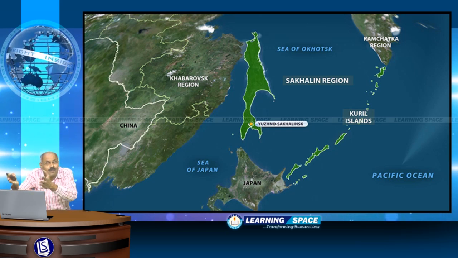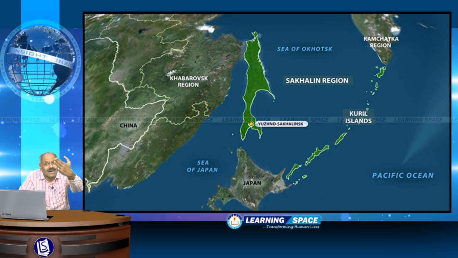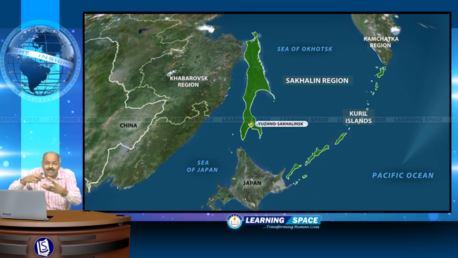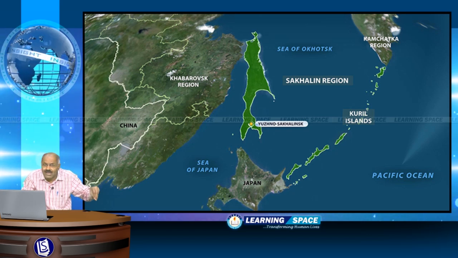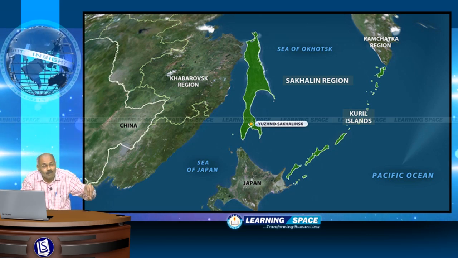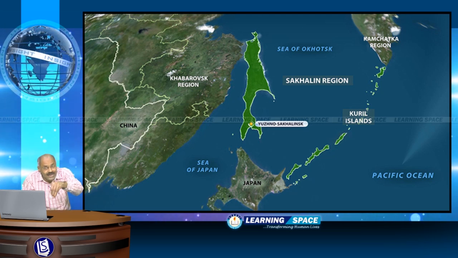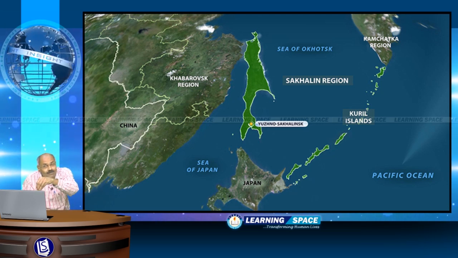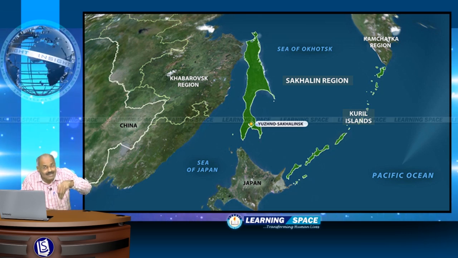This is abutting Pacific Ocean. One side it is the Sea of Okhotsk and the other side Pacific Ocean. And these islands, there are 56 islands. There is no dispute with regard to 52 islands. But there is a dispute with regard to 4 islands only abutting Japan. And Japan calls them Northern Territories.